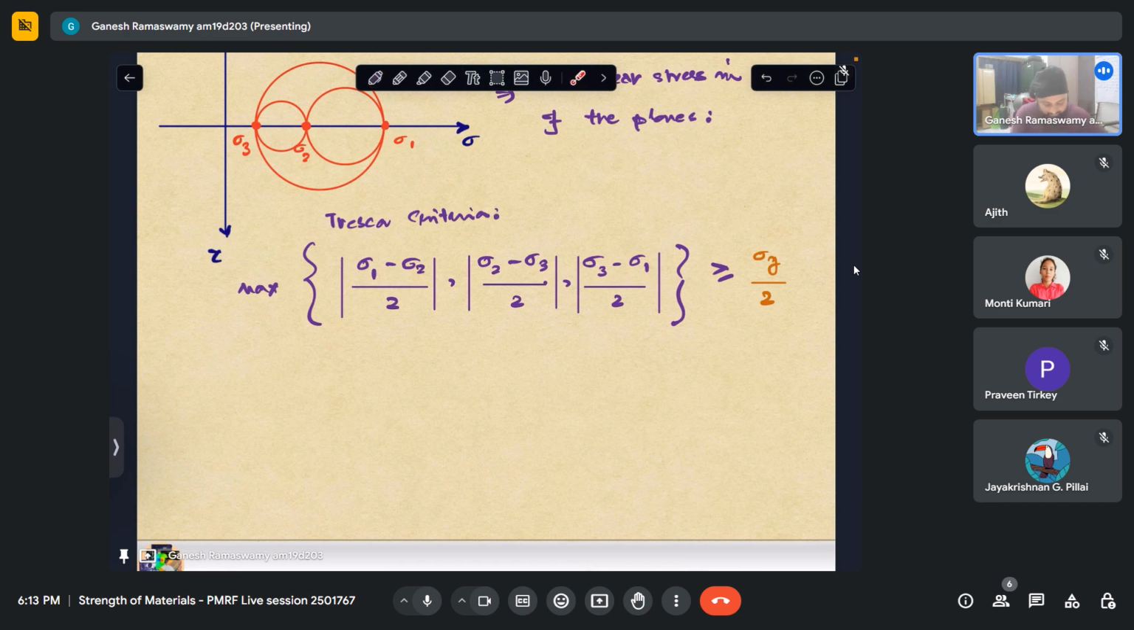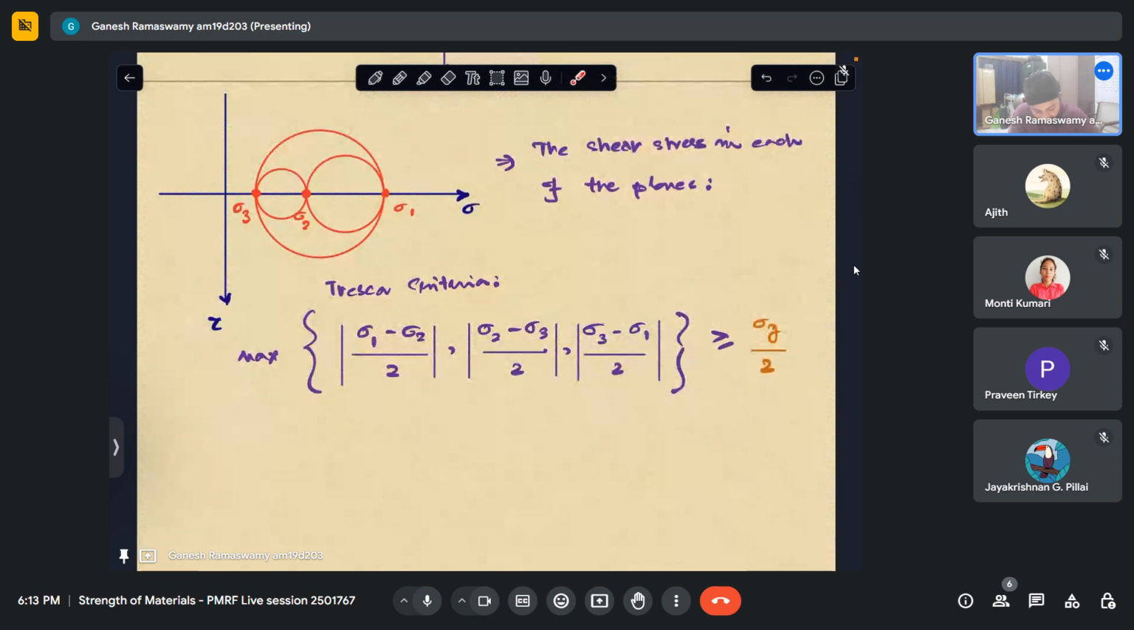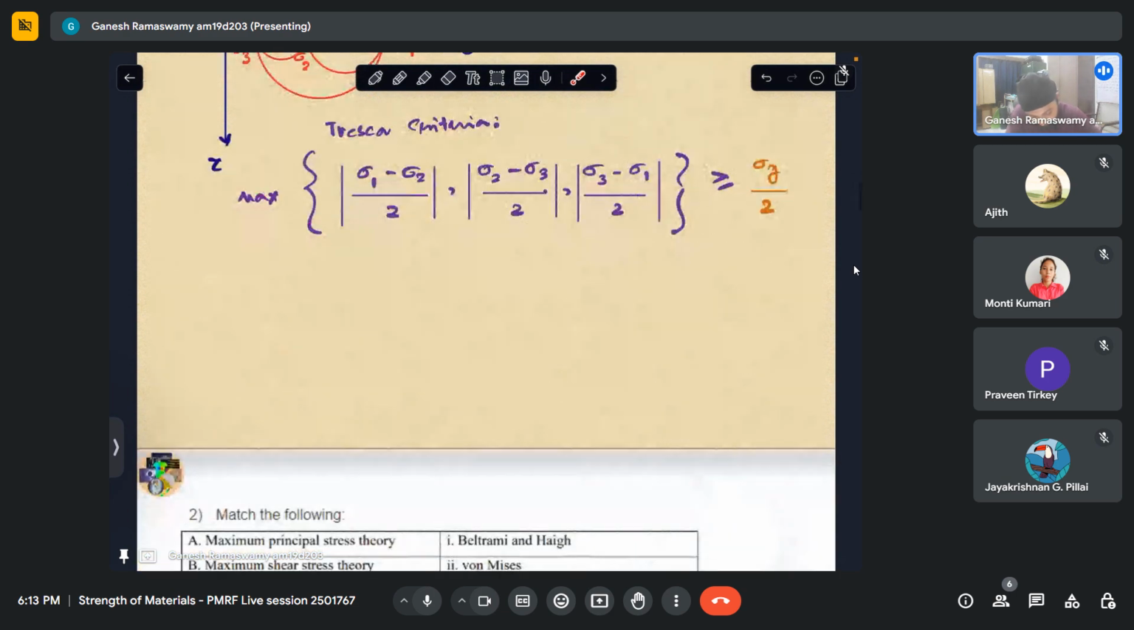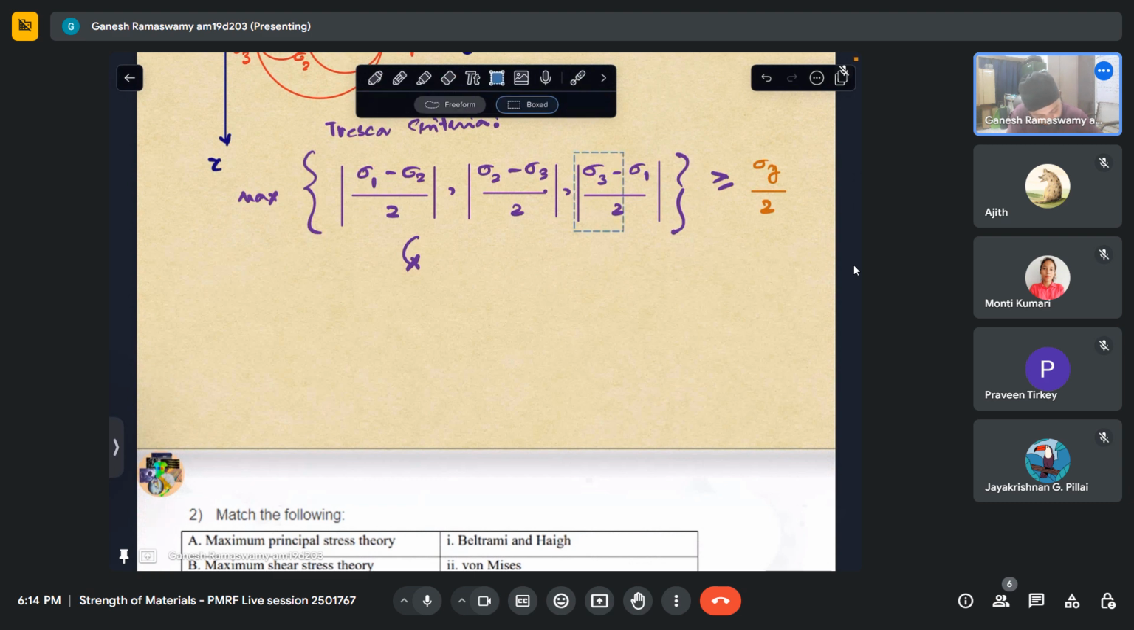So this is a general statement. In our case, specifically, we have been told sigma 1, 2, 3 is in the algebraic order. That is how we will be writing. So in this case, it is easy to see that this will water down to this quantity alone. This quantity, when it is greater than this, we can say that failure has occurred.